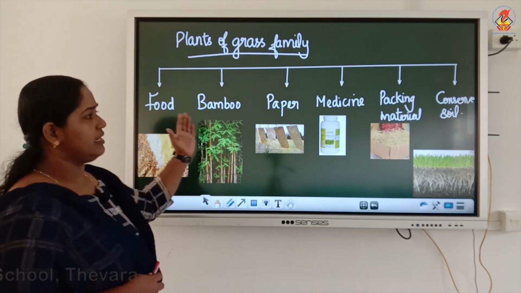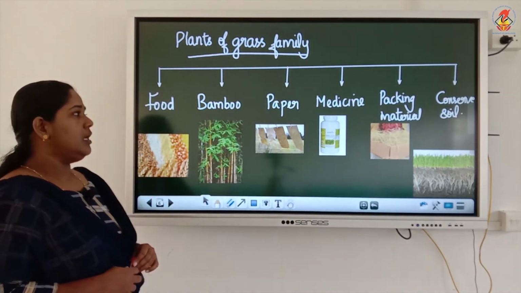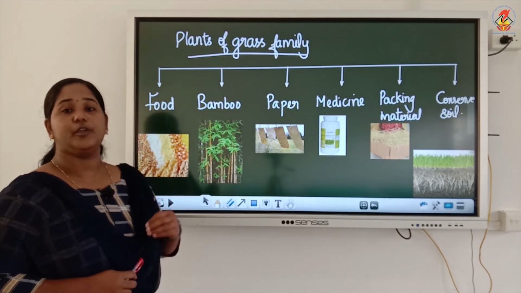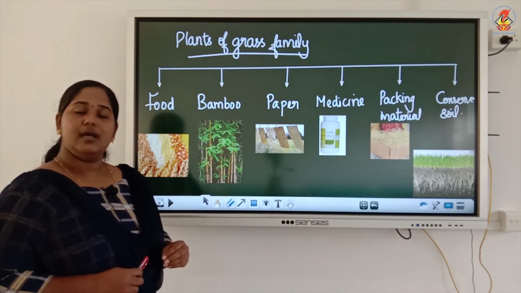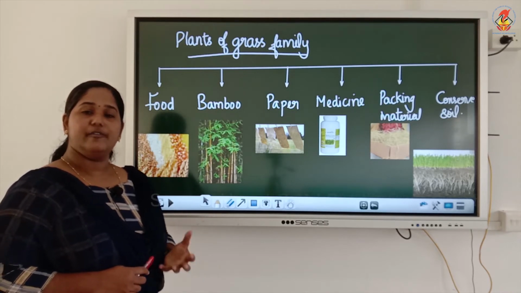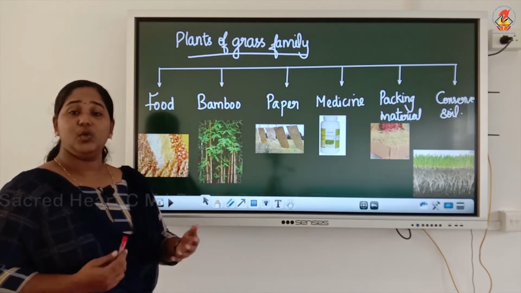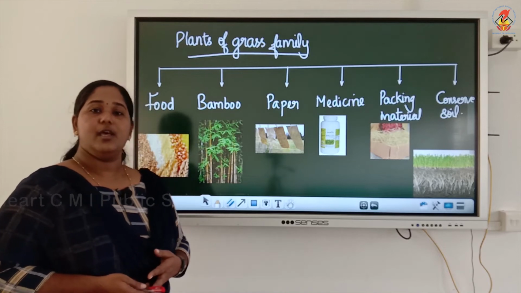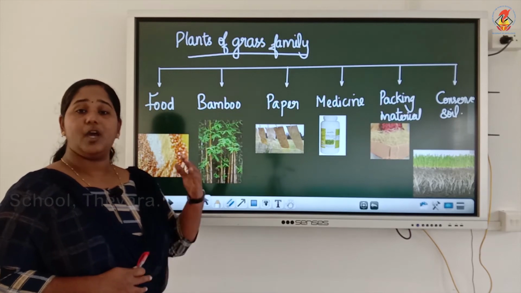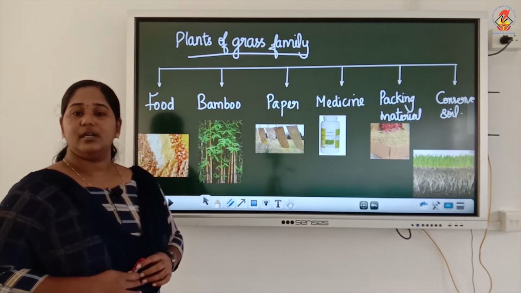So here I have listed some important uses of plants of the grass family. I hope it is clear for you. The first important use is that plants of the grass family provide food for humans. Cereal plants belong to the grass family. Wheat, rice, jowar, bajra, fodder, sugarcane, they all belong to the grass family. And we know that we cannot live without wheat and rice, isn't it? So that is an important part of our food. So grass plants are of much importance because they provide food for humans. Second use is a different thing.